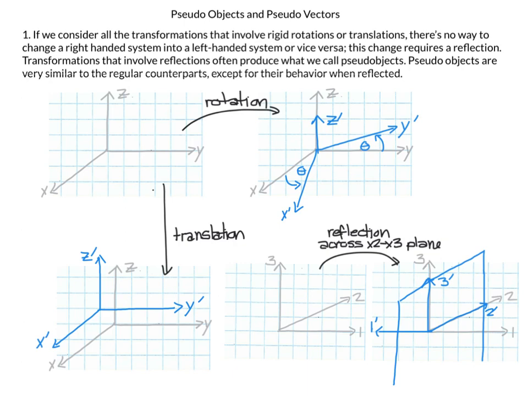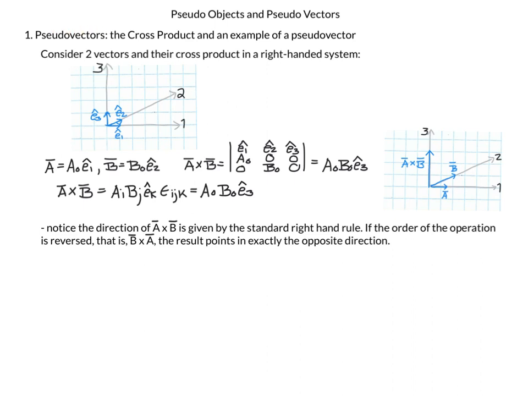Anyway, to get back to our definition, to change from a right-handed system to a left-handed system, or vice versa, from left hand to right, you need to have a reflection. And transformations that involve reflections often produce what we call a pseudo-object. Pseudo-objects are very similar to their regular counterparts, except for their behavior when reflected. We're going to look at an example to see that a transformation that involves a reflection will give us a pseudo-object. Our first example is going to be a pseudo-vector, and we're going to use the cross product in order to produce an example of a pseudo-vector.